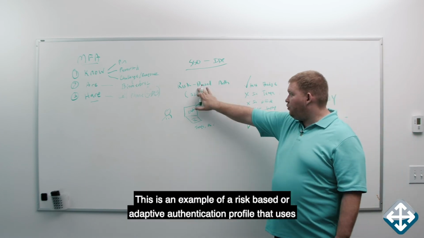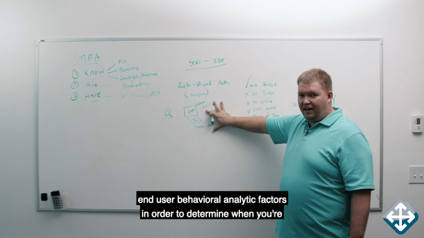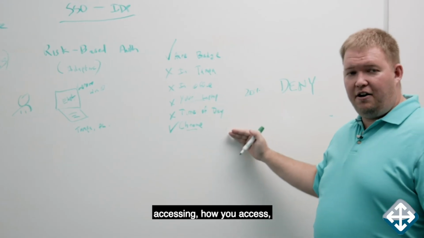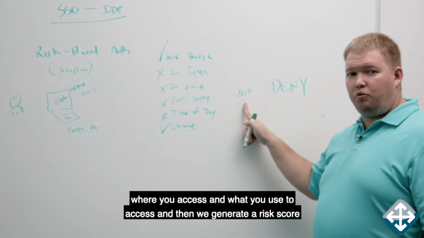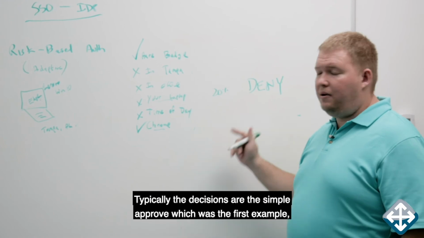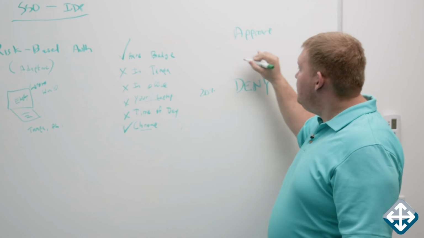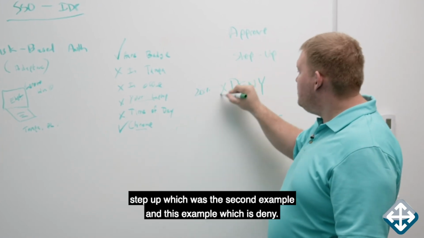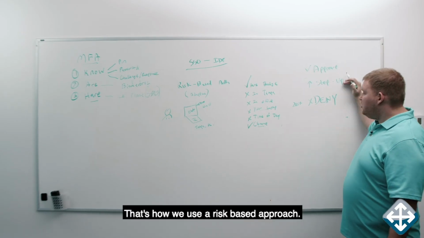This is an example of a risk-based or adaptive authentication profile that uses end-user behavioral analytic factors in order to determine when you're accessing, how you access, where you access, and what you use to access. And then we generate a risk score, and based on the score that you provide, we can make a decision. Typically, the decisions are the simple approve, which was the first example, step up, which was the second example, and this example, which is deny. That's how we use a risk-based approach.